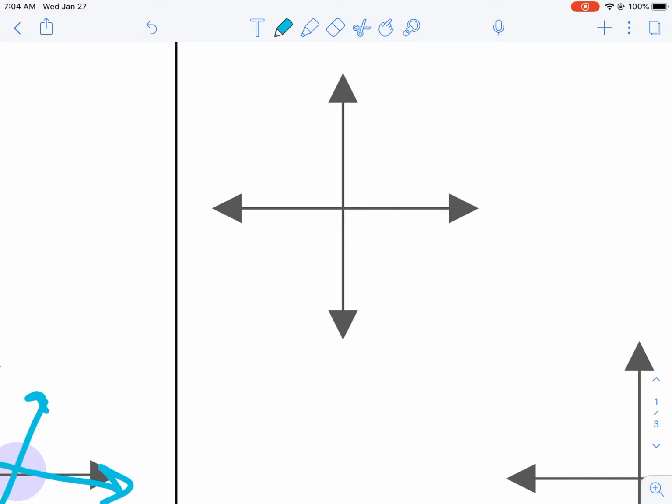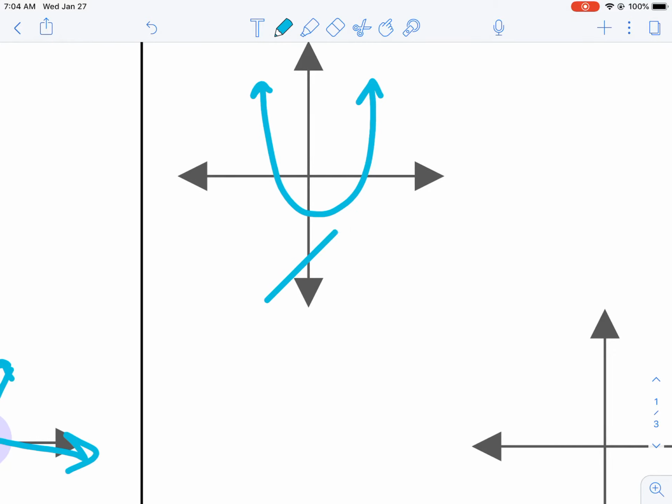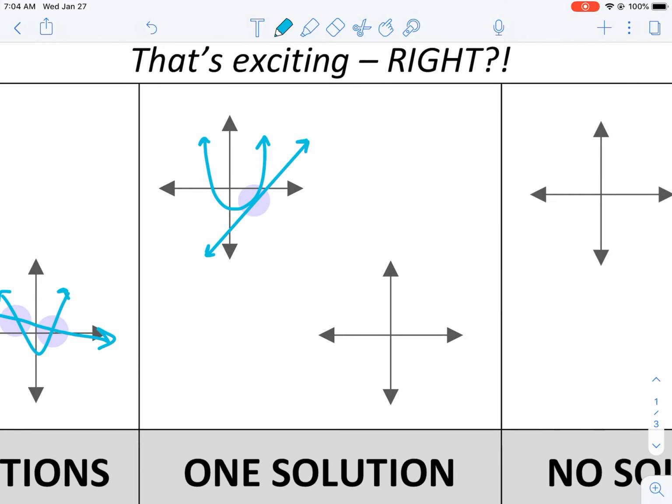So for quadratics, if you want one solution, it's kind of tricky, but you have to draw your U, and then you have to have your line. It's got to just barely go by it like this, okay? So you've got only one intersection point. I like to say it high fives the U as it keeps going.